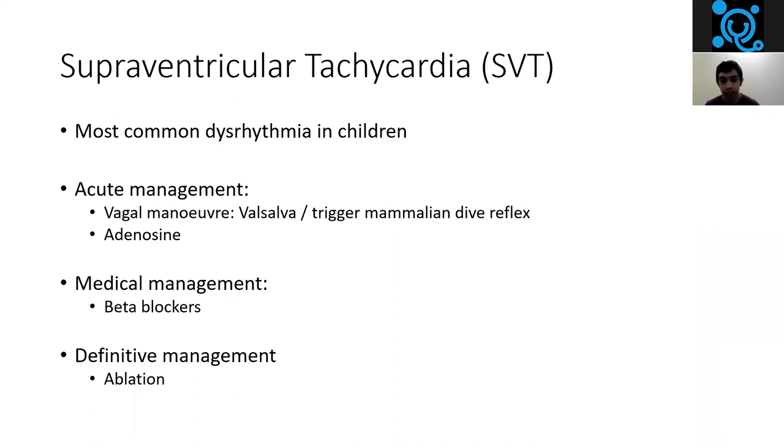Yeah. And if that doesn't work, so after your vagal maneuvers fail, just like in adults, you then progress to adenosine. Okay, now that's the acute management. Long-term management, these patients get beta blockers, which can slow the heart rate down. But definitive management is radio frequency ablation. So that involves them going to usually a cardiac or IR center and specialist interventional cardiologists. They will essentially try and find aberrant patterns on the heart muscle, and they will try and ablate the heart to try and cut off the rhythm.